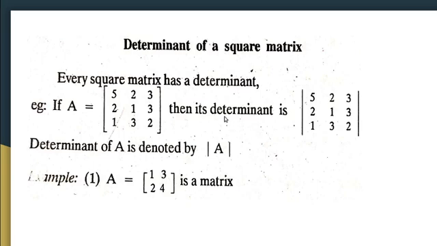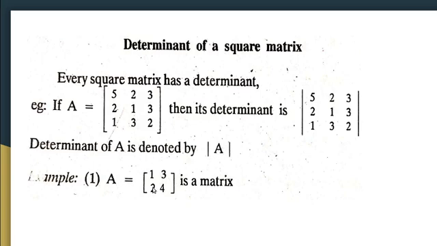Then how can we find the determinant of a square matrix? Every square matrix has a determinant. If we have a matrix A like this, then its determinant is simply putting two vertical lines between the elements. So the determinant of this matrix A is denoted by putting two vertical lines around the matrix A.